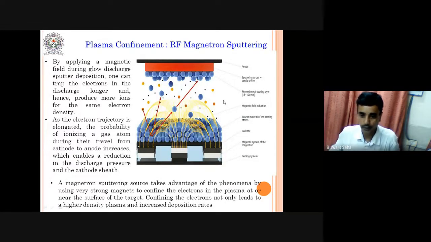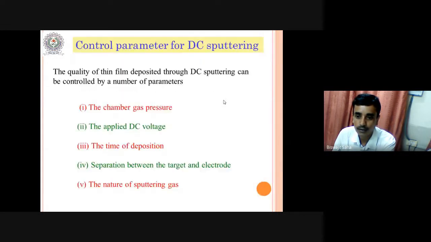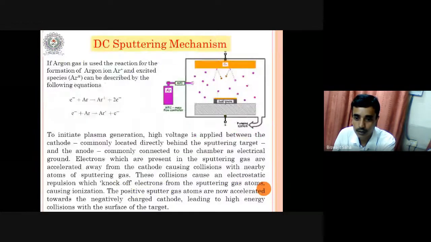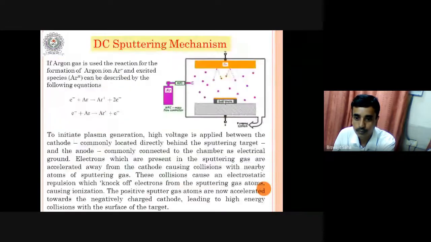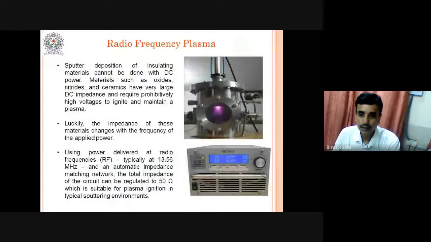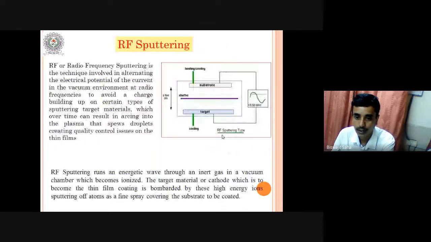Now this slide is very important, because if we want to get high sputtering yield, we need the plasma confined within a very small volume inside the chamber, not the entire chamber. If I go back, you can see a figure of plasma I have shown. Here you can see the plasma is confined within a small region, only this region, not the entire vacuum chamber. How is it possible? Let us now move to the slide.